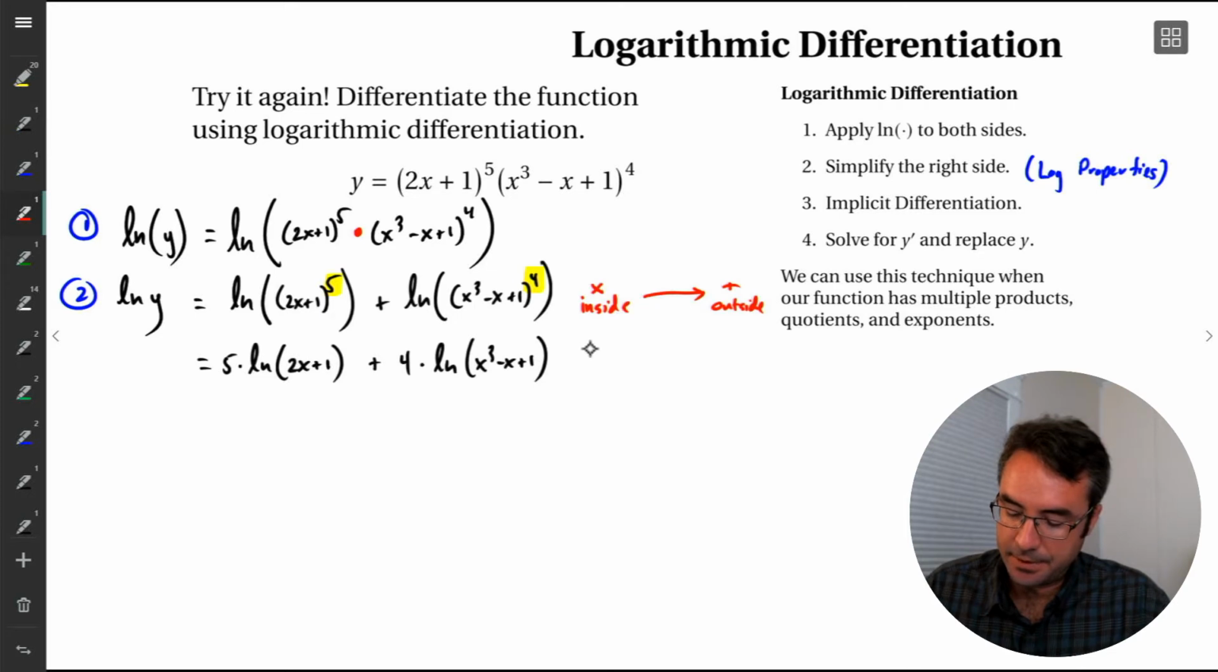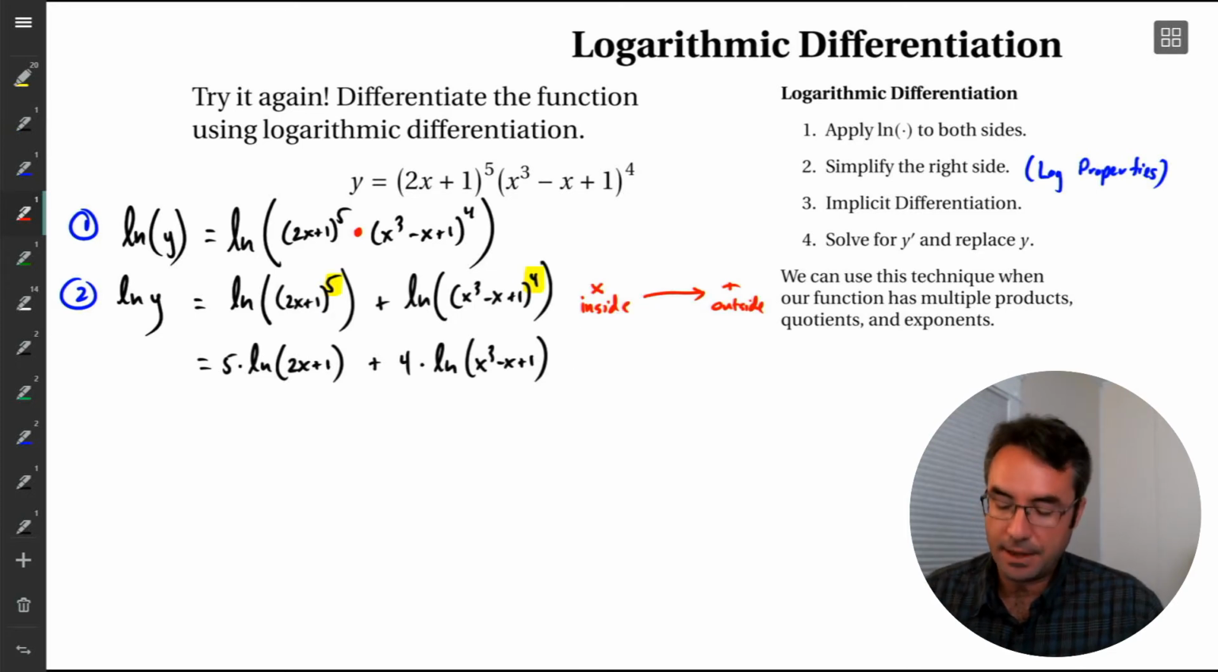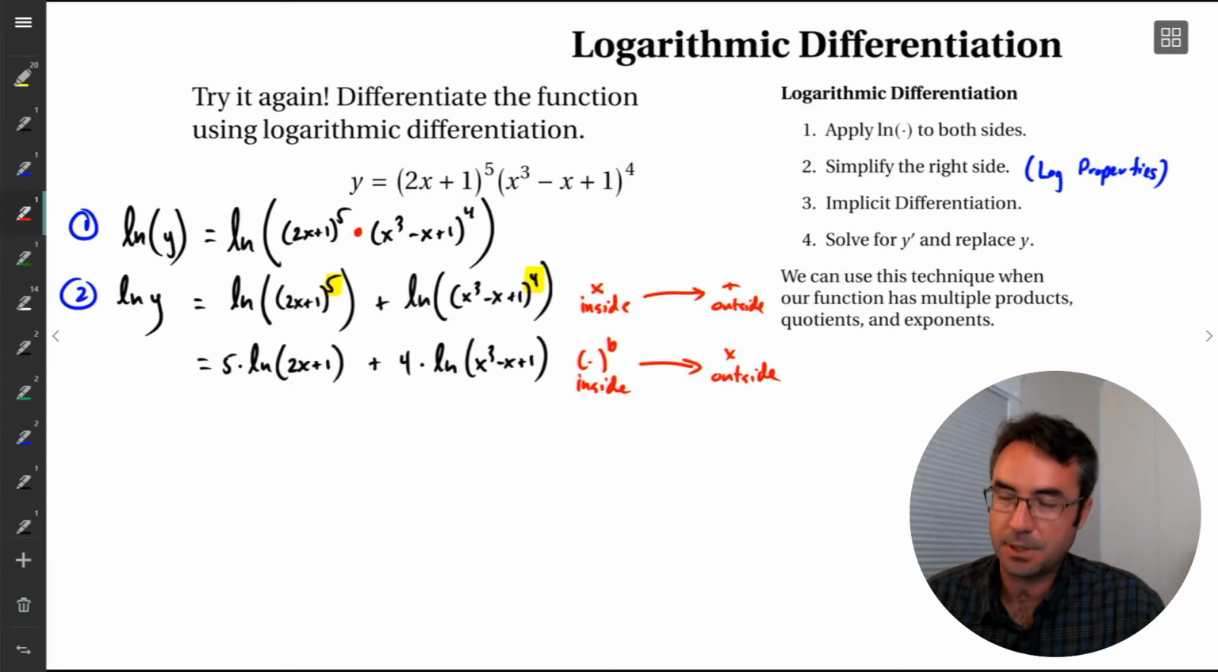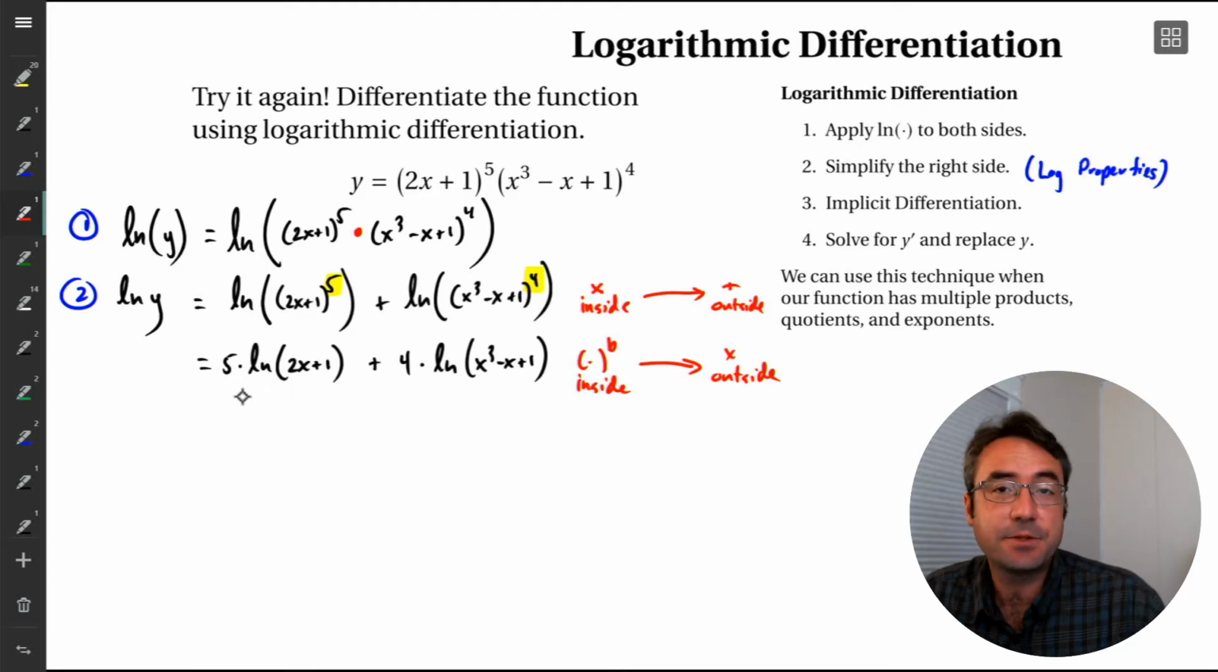And that was, again, the log property that allowed us to convert exponents inside into multiplication outside our log function. All right, so this is looking pretty good, and we want to see if there's anything else we can do with these log functions. So you keep simplifying down as far as you can go.